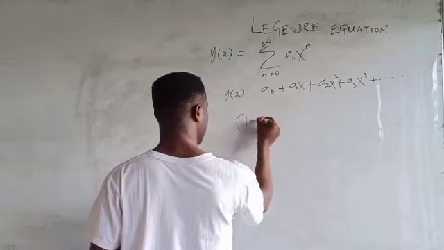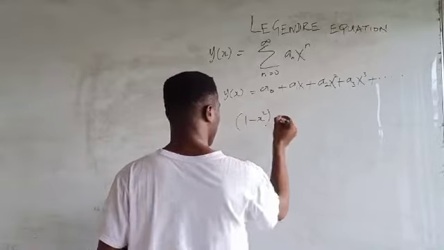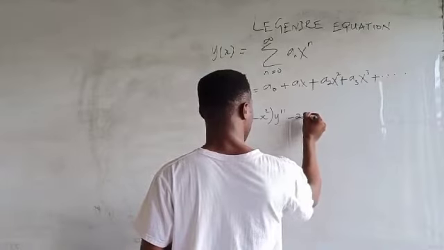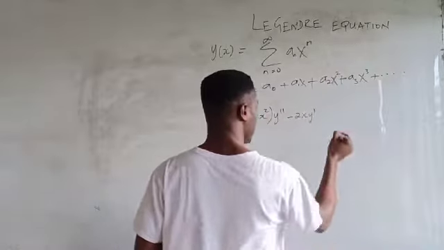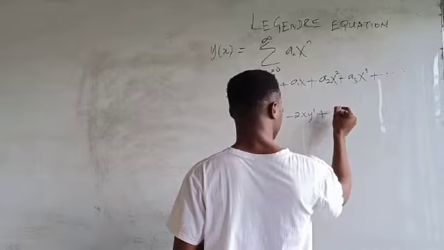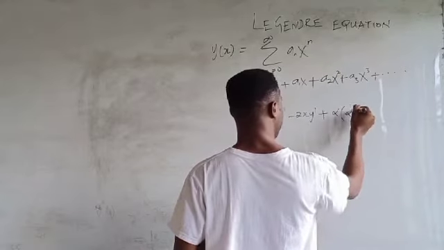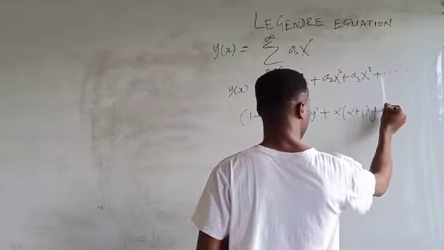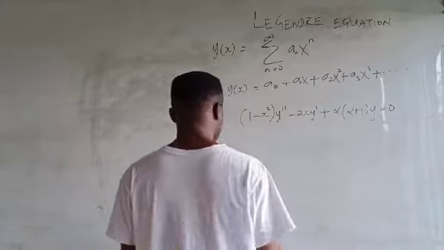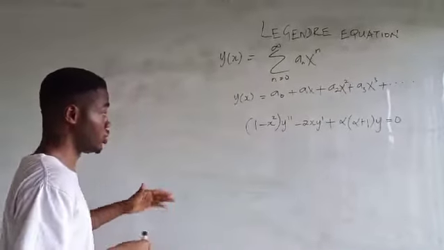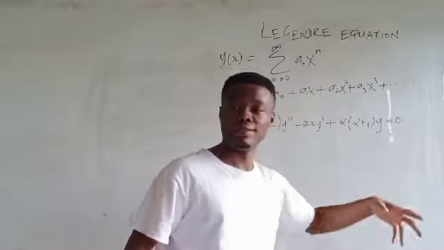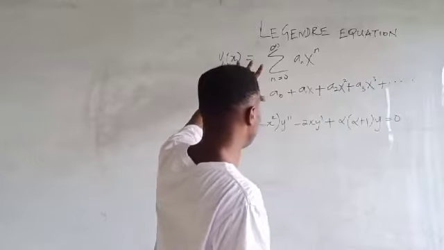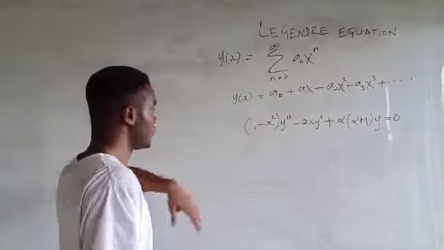1 minus x squared y prime prime minus 2x y prime plus alpha (alpha plus 1) y is equal to 0. So whenever you see any equation related to this form, that is how you know that you are going to use the Legendre equation to solve it.